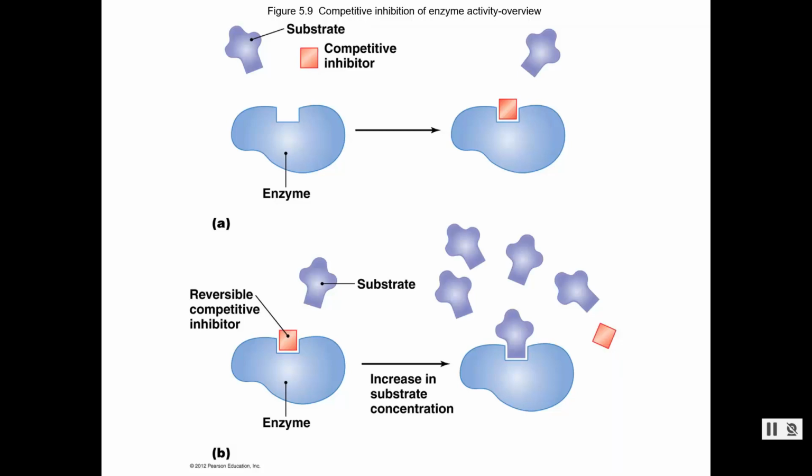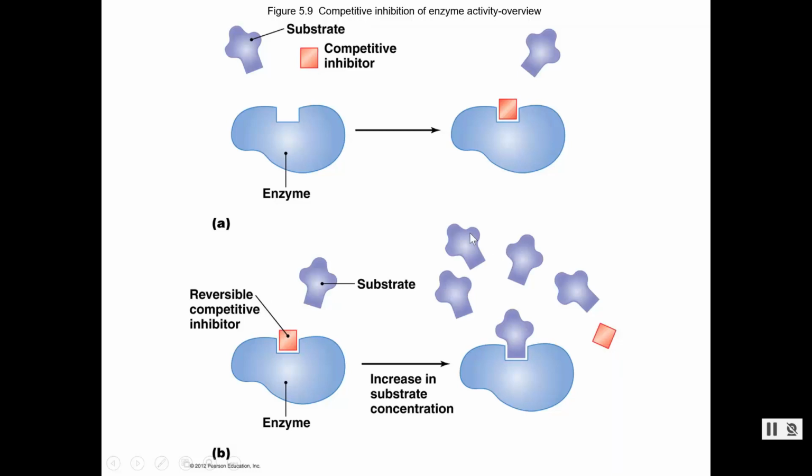This is competitive inhibition. It's inhibiting, you're blocking it, stopping the enzyme from working, and it's competitive because it's competing for the active site. So it's blocking it in this method. So this is called competitive inhibition. Now this is reversible. The competitive inhibitor won't stay blocked, it'll come off and then the substrate can do that.